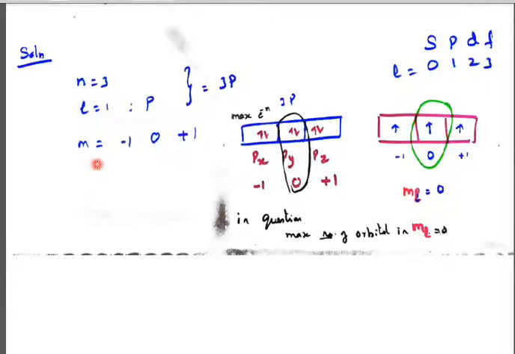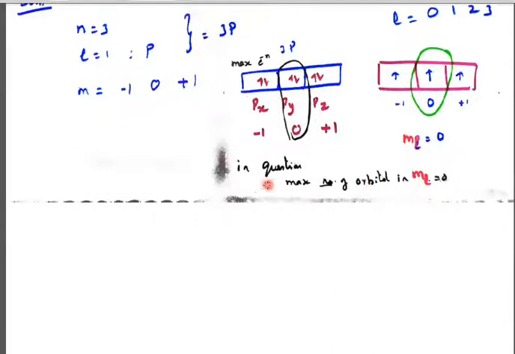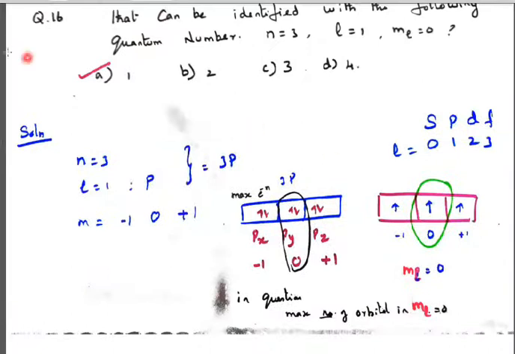l is equal to 1 means m is minus l, 0, plus l. So minus 1, 0, plus 1. For p orbital, 3px, 3py, 3pz, so it has 6 electrons. The magnetic quantum number is minus 1 for px, 0 for py, and plus 1 for pz. So ml is equal to 0. So the maximum number of orbitals with ml equal to 0 is 1.